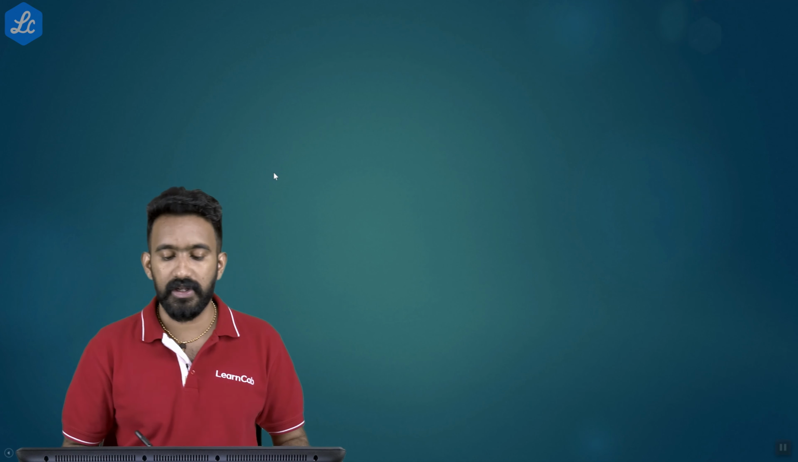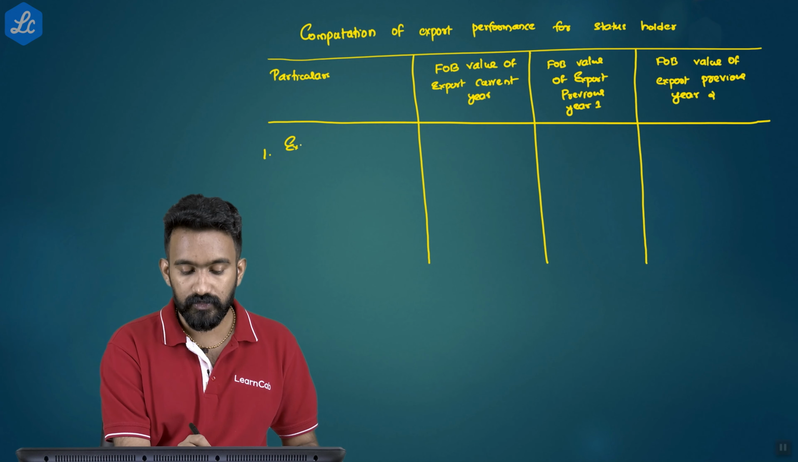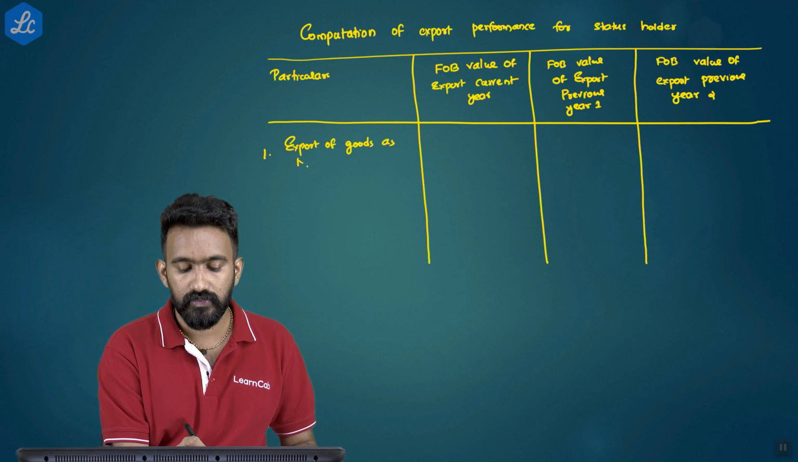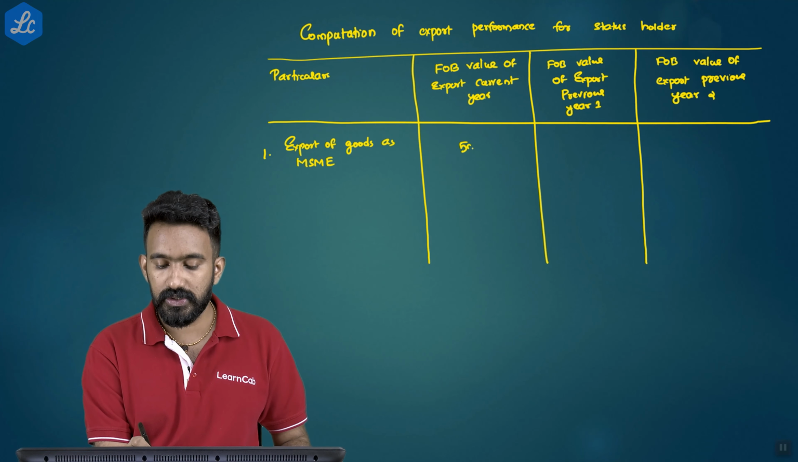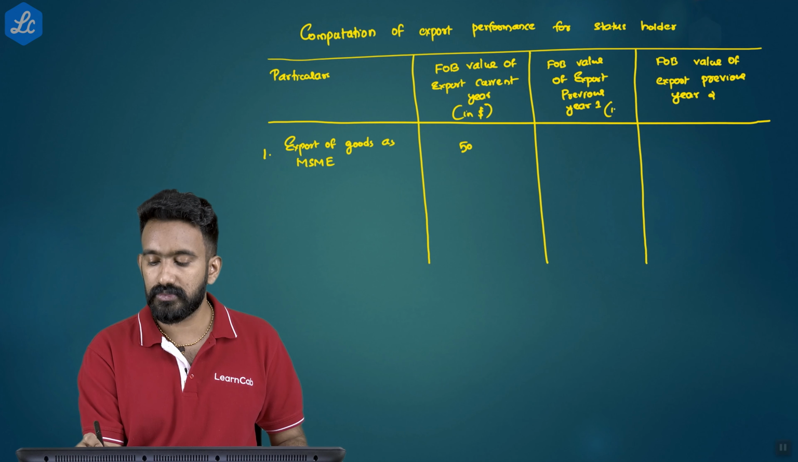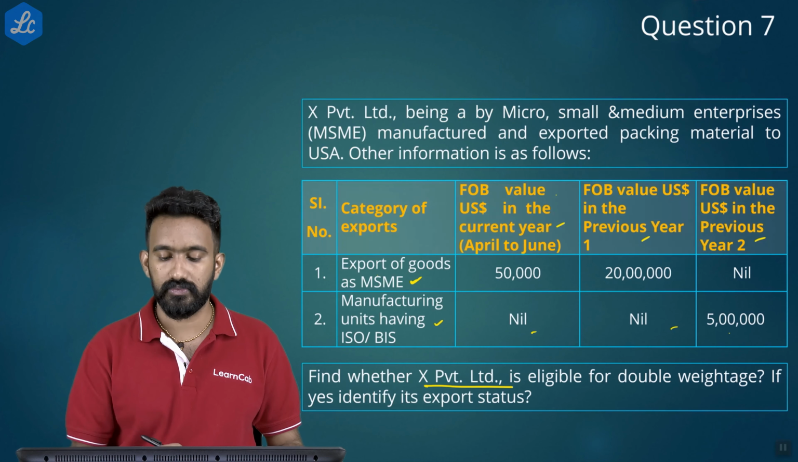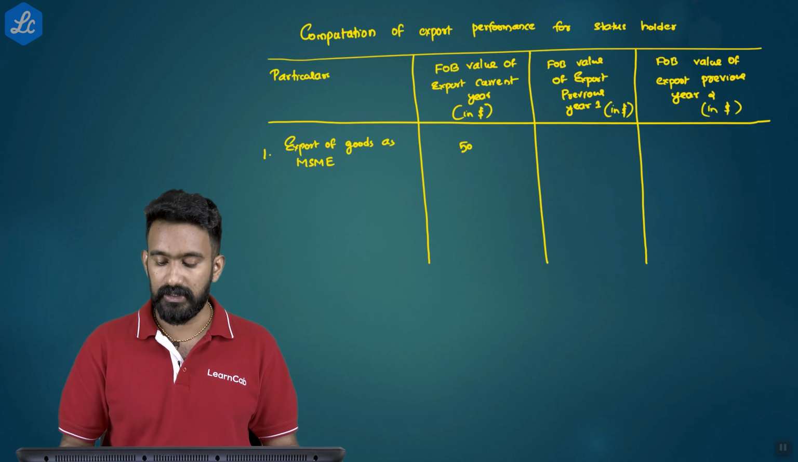So what are the cases available for us? Export of goods as MSME. Current year it is $50,000. All these are in dollars. So the first one is 50,000, then 20 lakhs, nil.